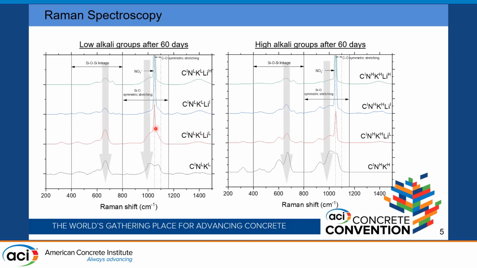And there is the formation of a new phase due to the nitrate from lithium nitrate. It may be due to the formation of sodium nitrate, which is further verified in thermogravimetric analysis, which I will discuss in the next slides. So we can see here that the high alkali groups show a majority of Q3 phases, which are more than the Q2 phases, and the low alkali groups show more Q2 phases. So this is indicative that the low alkali groups are behaving like a CSH and the high alkali gels are behaving like ASR.